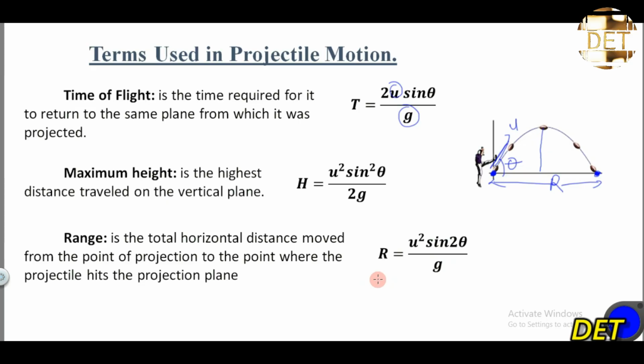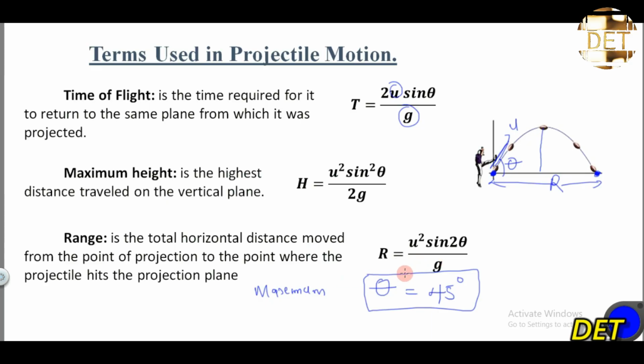So it's very important to know that range is maximum when the angle of projection theta is equal to 45 degrees. This is a very important exam question. So it's very important that you know the different formulas that we use for the time of flight, for maximum height and range.